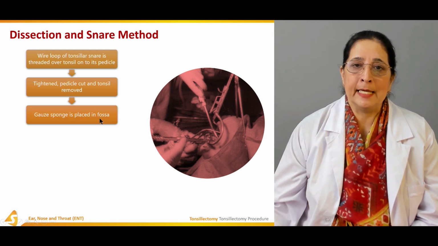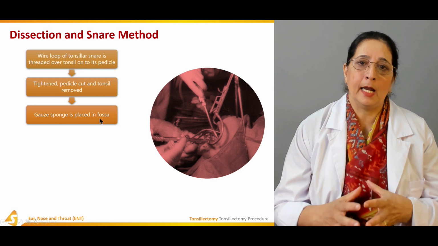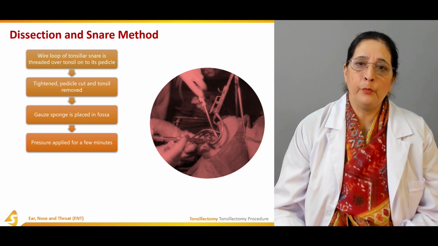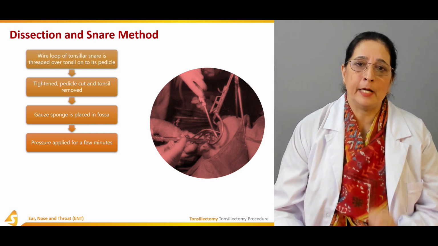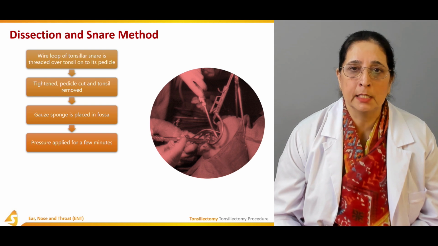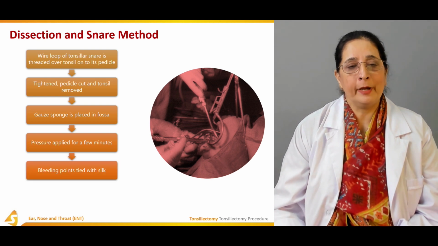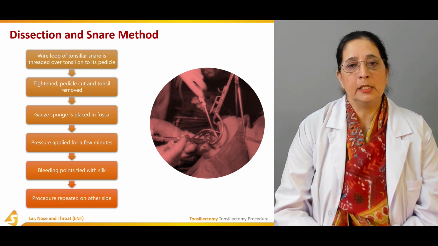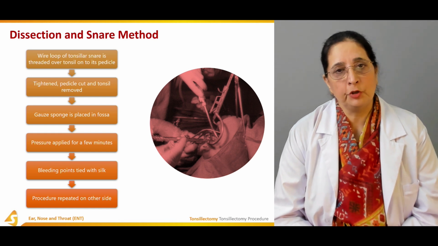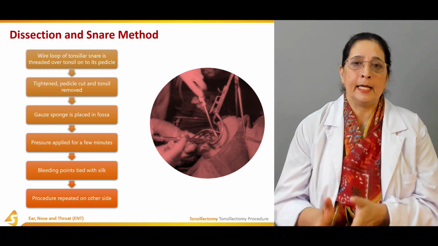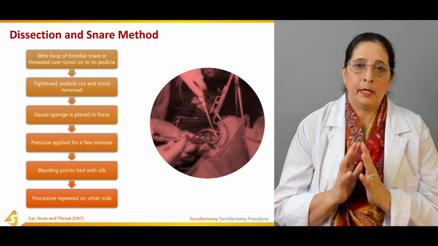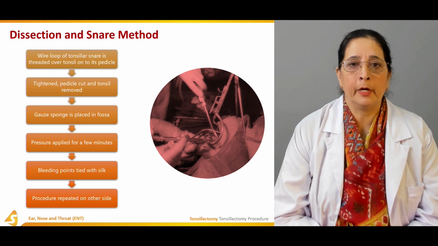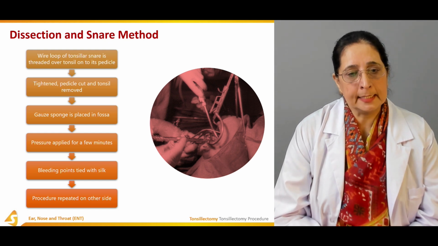Gauze sponge is placed in the fossa that is left behind after the removal of the tonsil. Pressure is applied for a few minutes to stop the bleeding from that raw area from where the tonsil is removed. Bleeding point is tied with silk, and the procedure is repeated on the other side. Usually both tonsils are removed. So on one side, after the tonsil is removed, a pack is applied to stop the bleeding, and any bleeding point you suture with the silk.